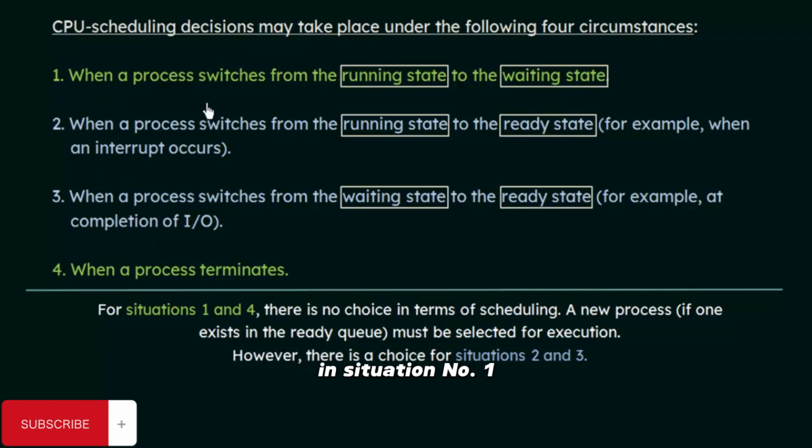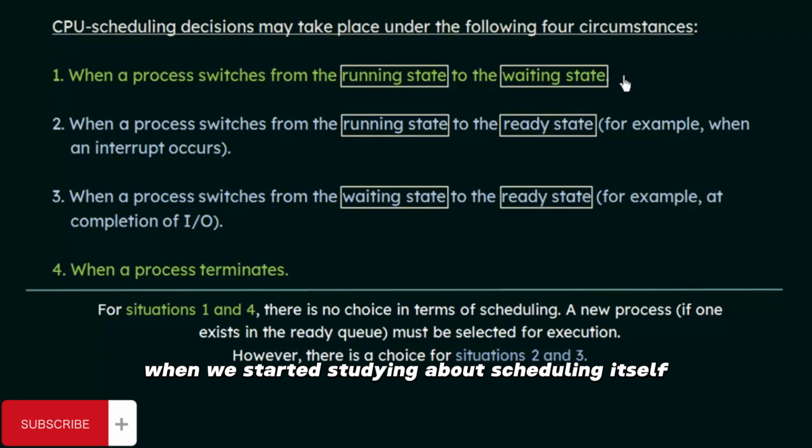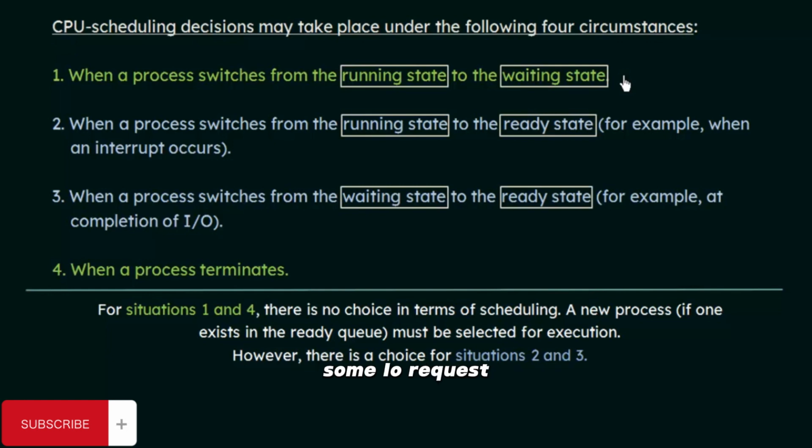In situation number 1, the process is going from a running state to a waiting state. That means it was running, and then it came to the waiting state, where it is waiting for some I/O operations or something like that. In the previous lecture, when we started studying scheduling itself, we said that the reason we have scheduling is that when a process is waiting for some I/O request to be completed, we don't want the CPU to remain idle.